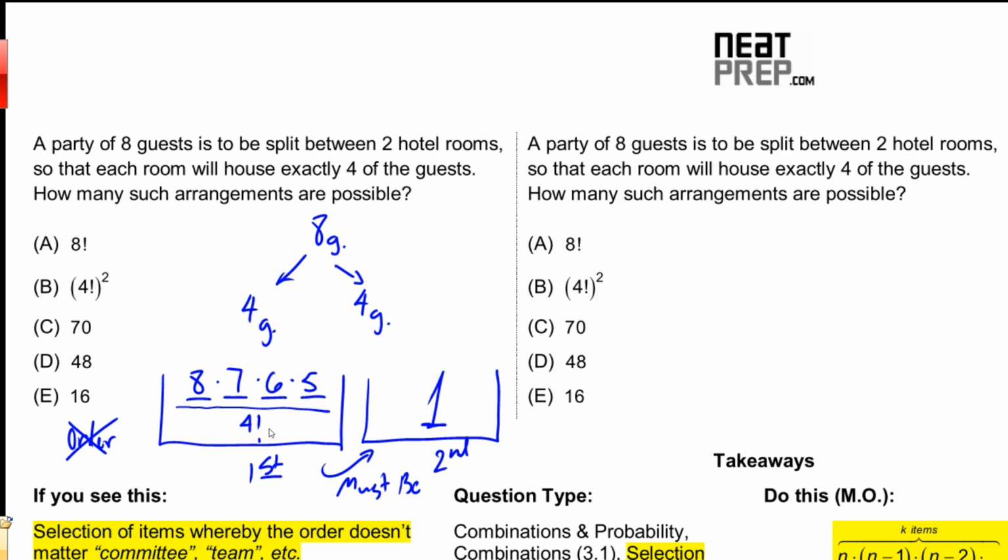4 factorial is 24. 8 times 6 is 48. 48 divided by 24 leaves behind 2. 7 times 5 is 35, times 2 yields 70. Answer choice C.